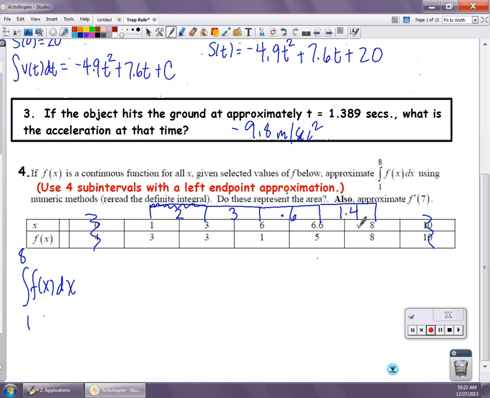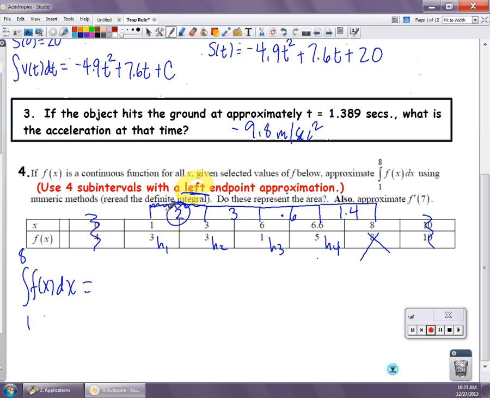Now, this is a left endpoint approximation. So, if it's a left endpoint approximation, the last endpoint does not determine a height. Remember, we get the heights out of the y values, and it's determined by what kind of approximation we're doing. So I'll call the height of the first rectangle h1, height number 2 of the second rectangle, height number 3 of the third rectangle, height number 4 of the fourth rectangle. And these rectangles have to be calculated independently because we don't have a common width.